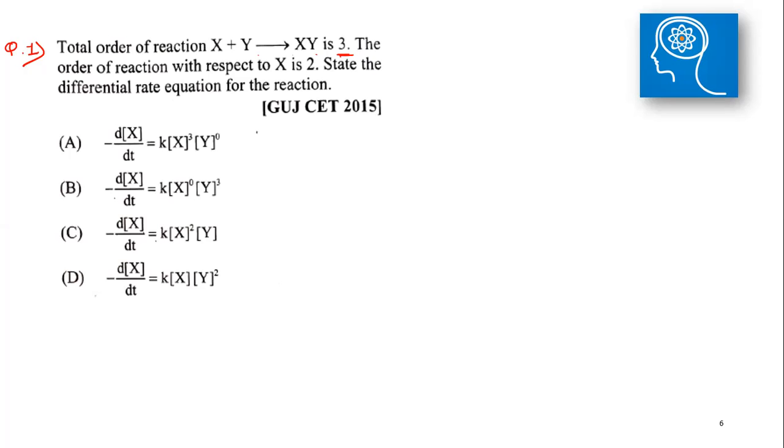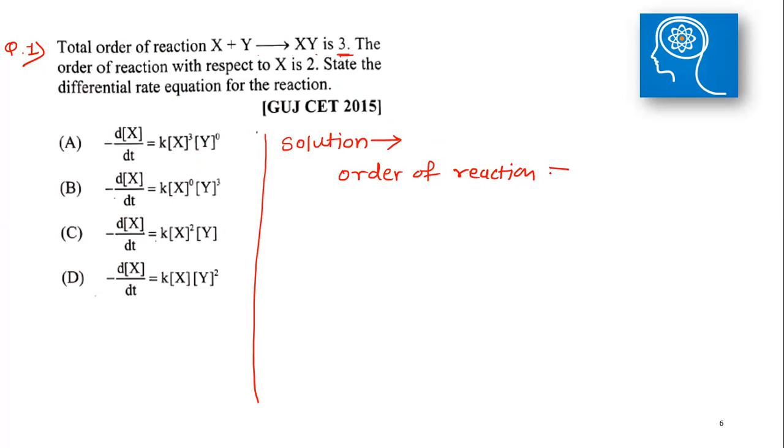Okay, it can be done. Which option is correct? Okay, don't worry, see here, we will take the solution here. Solution. The overall order of the given reaction is given, that is 3. So the order of complete reaction is equal to 3. Okay, and the order of reaction with respect to X is again given to you, that is 2.